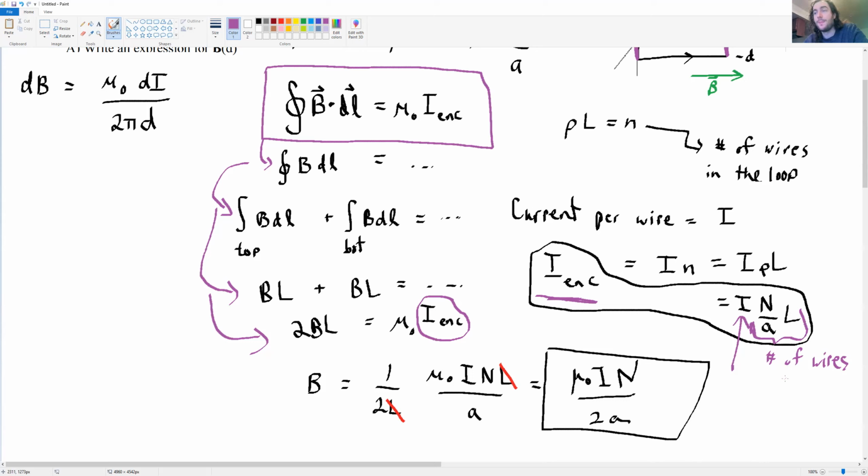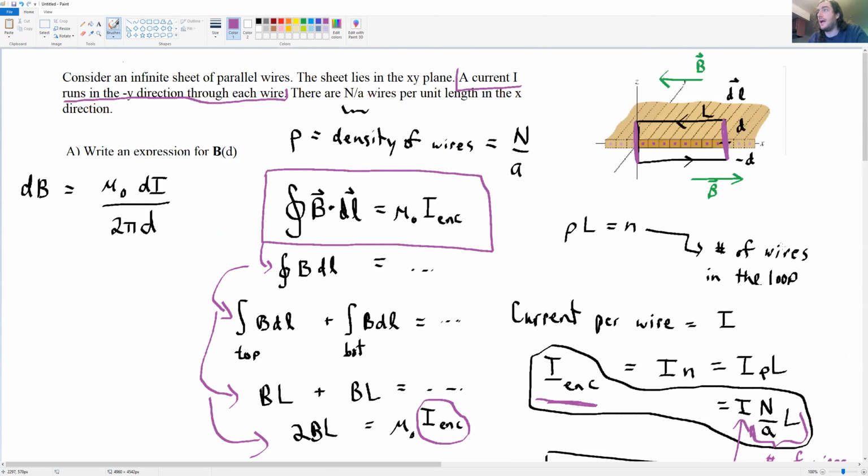So B equals 1 over 2L, mu 0 I N times L over A. Canceling the L's, which is super important in this question, right? Because in principle, L could be infinite. We could make L be infinite. In fact, we should take the limit as L goes to infinity. So that way we're looking at the net magnetic field above and below this loop, right?